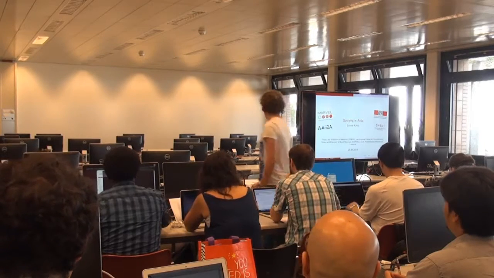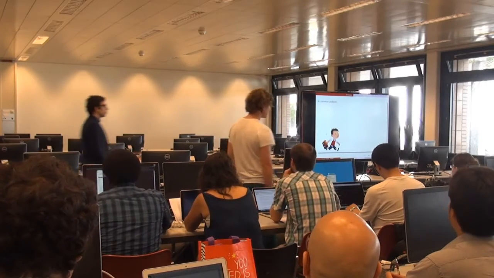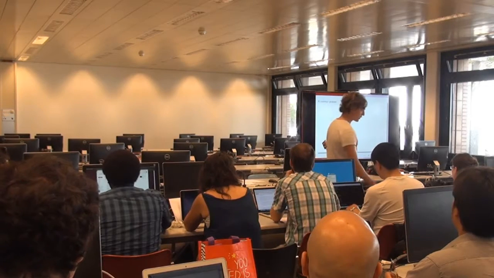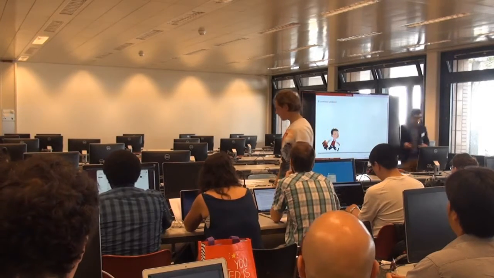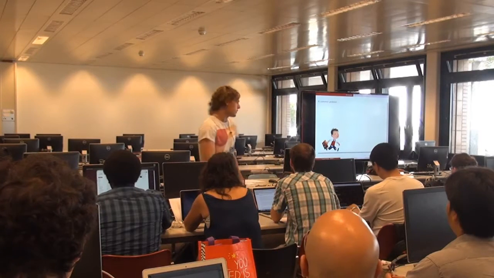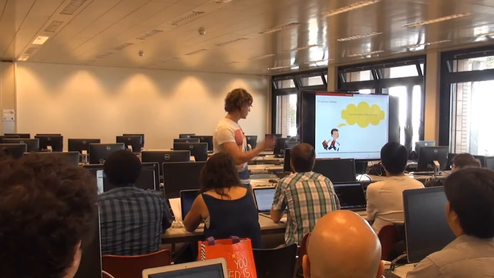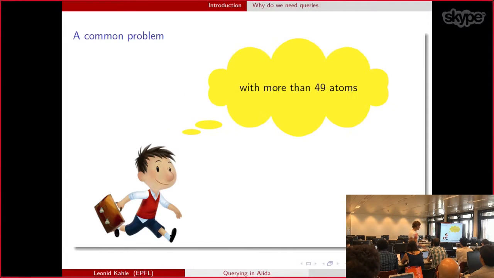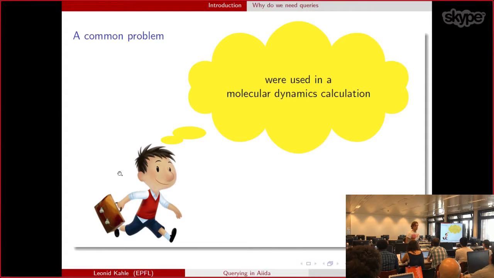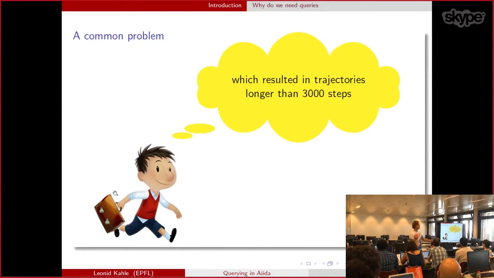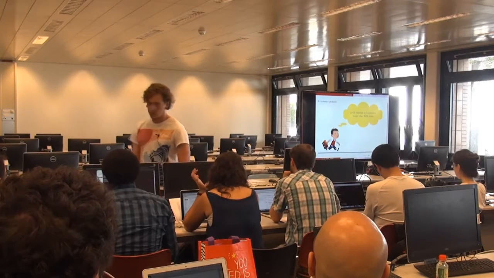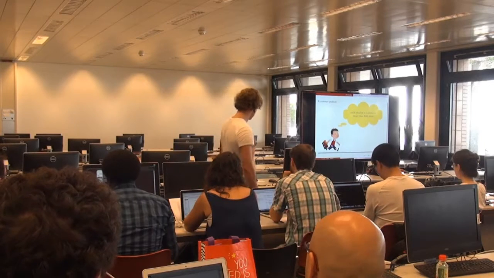So I'll just give you an illustration of what we're talking about. Imagine an AiiDA user. He has done a lot of calculations, and now months later, they're finished, and he wants to get to the results. So he would ask AiiDA something like, I want all structures that have a certain property, for example, that they have more than 49 atoms. And he did MD on them, and the MD has resulted in a trajectory that spans this many time steps. So this is a fairly complex query, and at the end of the tutorial you should be able to do these things. But first we need to cover some background.